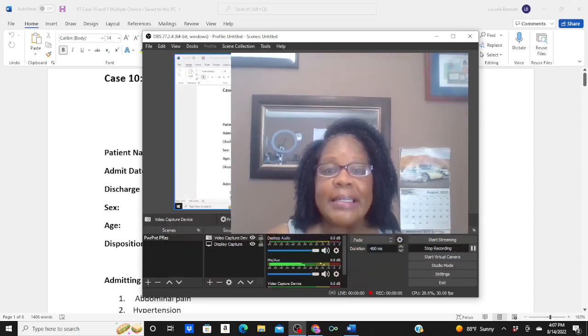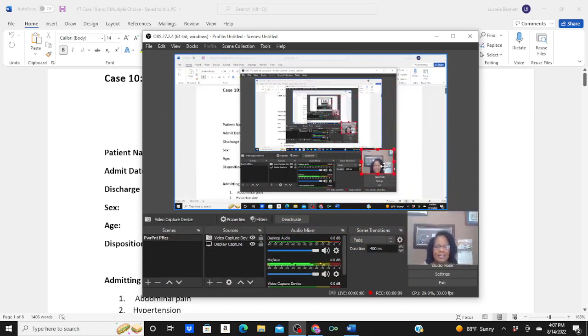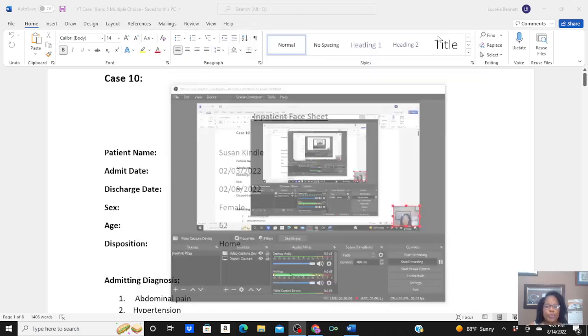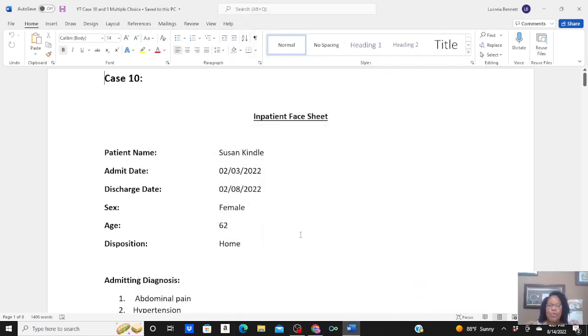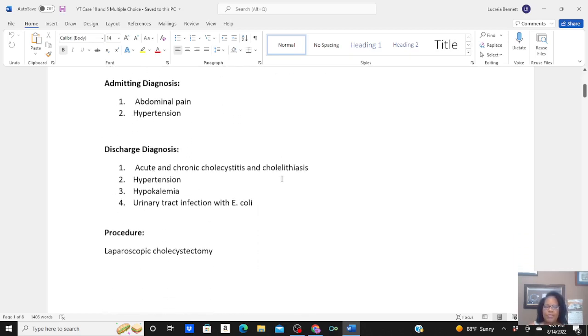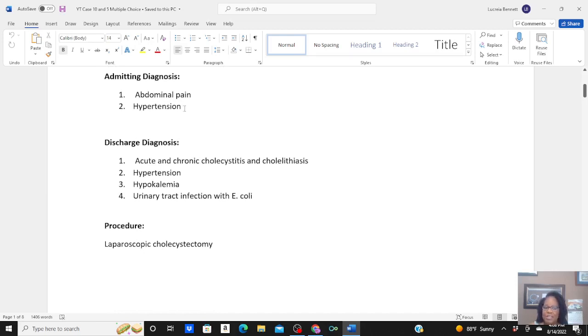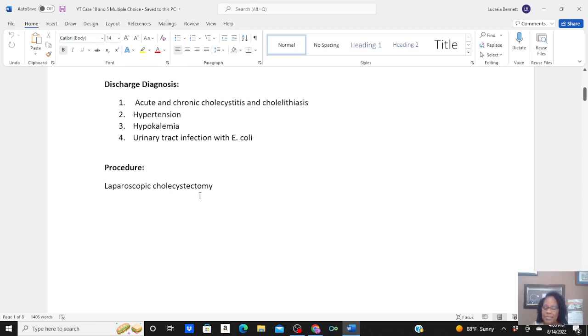Okay guys, today let's look at case 10 and the 5 multiple choice billing and reimbursement questions that I left with you on Friday. Now remember we started with an inpatient face sheet. A 62-year-old female was admitted with abdominal pain and hypertension, but her discharge diagnosis is acute and chronic cholecystitis and cholelithiasis. So they've got chronic and acute inflammation of the gallbladder, and stones of the gallbladder. She also has hypertension, hypokalemia, and a urinary tract infection with E. coli. A laparoscopic cholecystectomy was performed.